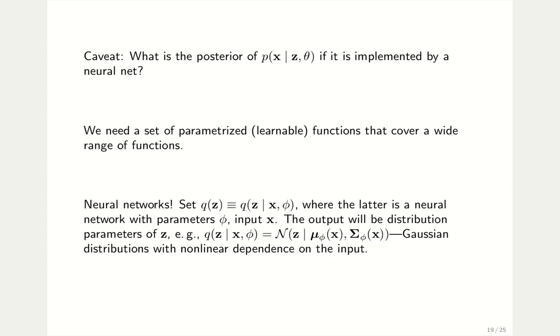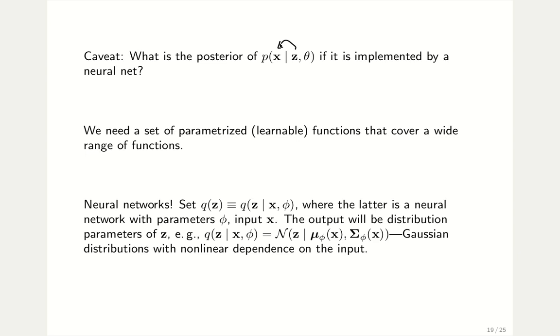So there is one little issue that we haven't addressed yet. When we are looking for an approximation of the posterior distribution, we need to find a set of functions where it's very likely that there's a good approximation in there of the posterior distribution. The problem is we don't really know the posterior distribution, and that is particularly the case when this forward distribution, this generative distribution that tells us how z influences x, is implemented by a neural network.